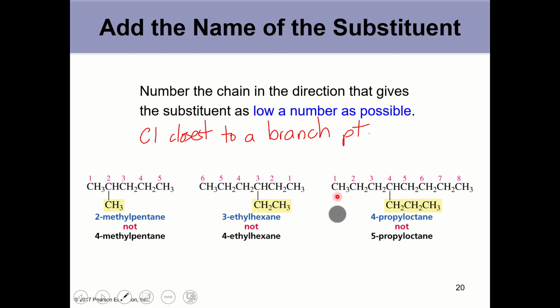And then in the last example, we have our 8 carbon chain, and there's a branch at carbon 4. If we had numbered from the other direction, the branch would have been at carbon 5. And 4 is less than 5, so 4 is correct.